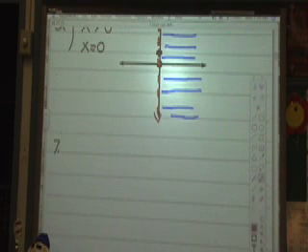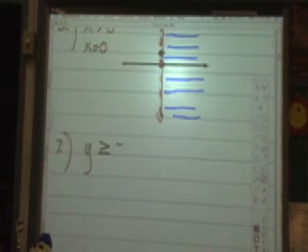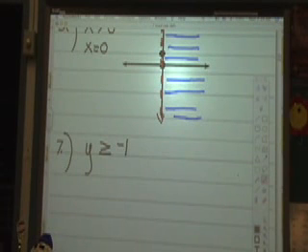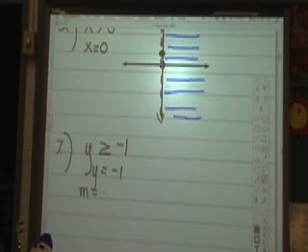Number 7. Y is greater than or equal to -1. Marion, what's the boundary equation? Y equals -1. What's the slope of y equals -1, and what kind of line is it?